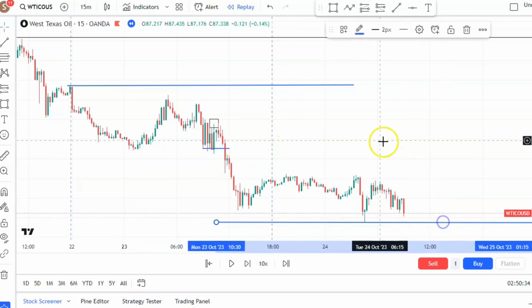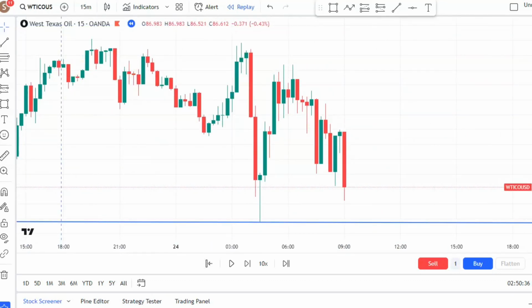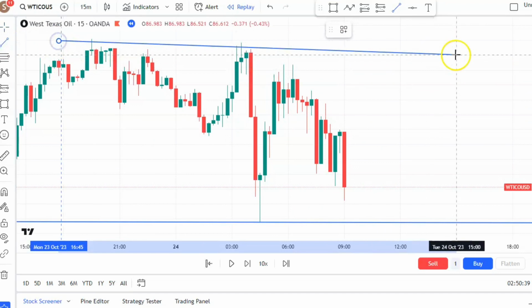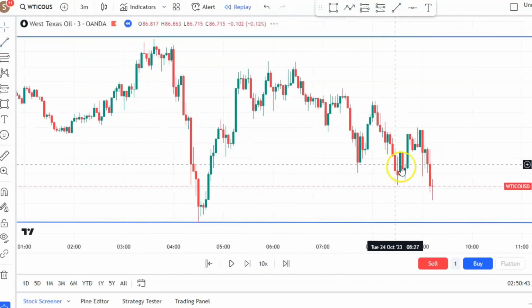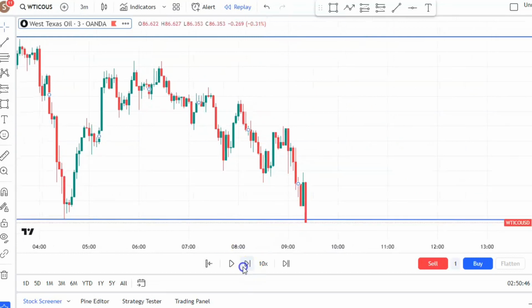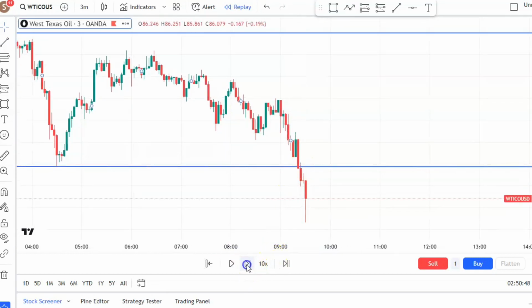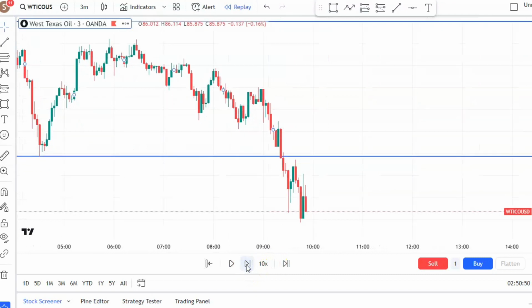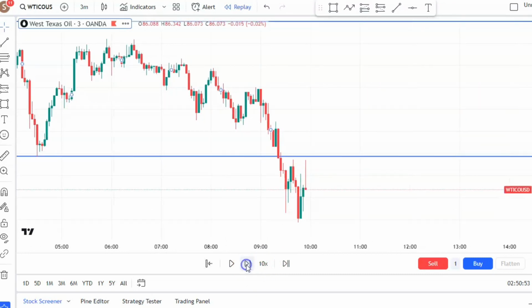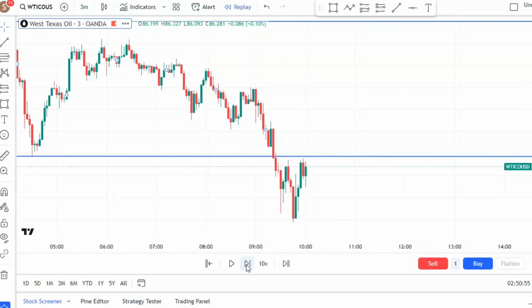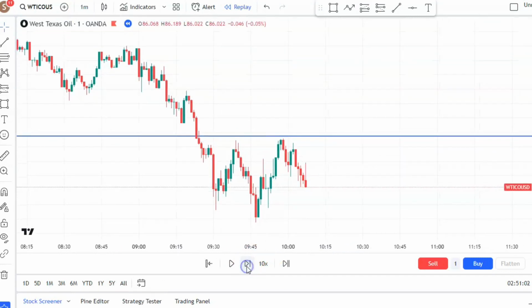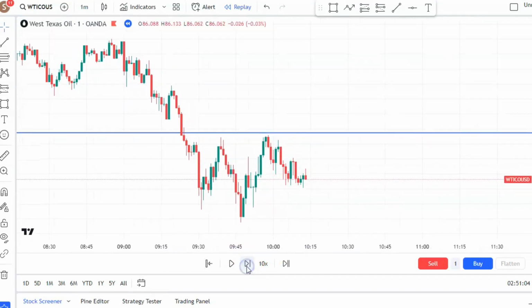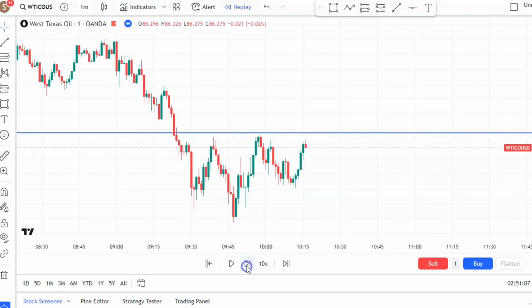So we have that low there, we have the high. Then on the 3-minute time frame, price breaks out. I want to see 3 pushes. We have 1 push, 2 push, and then that is the third push. I'm looking for an opportunity to sell now. 3 pushes, engulfment.